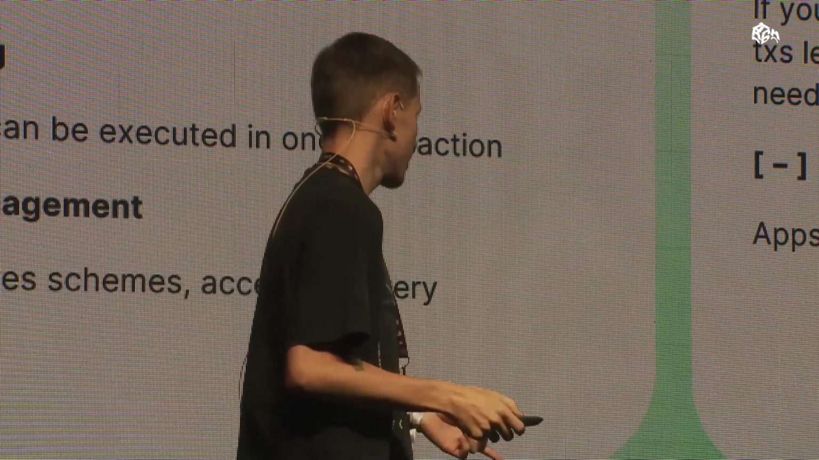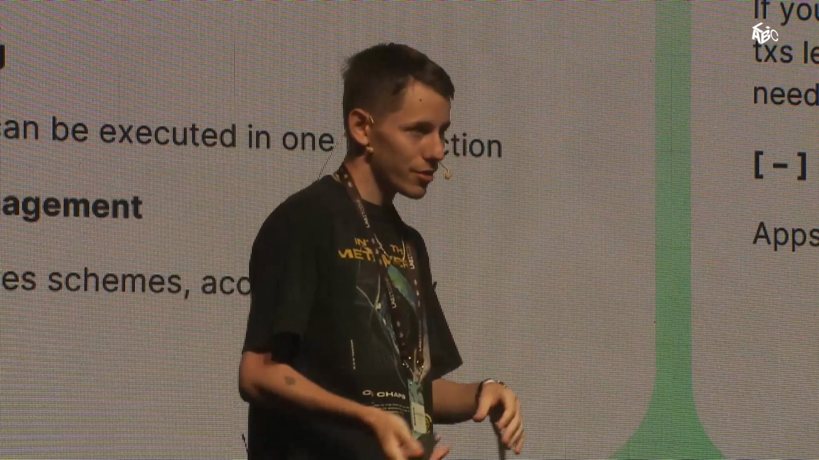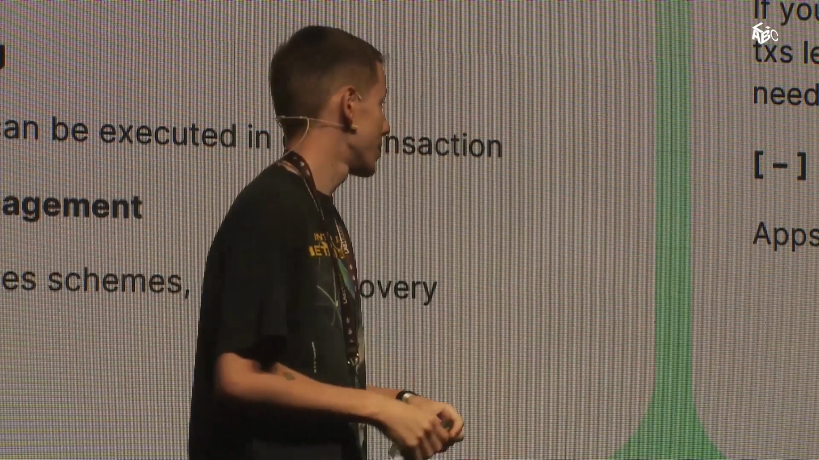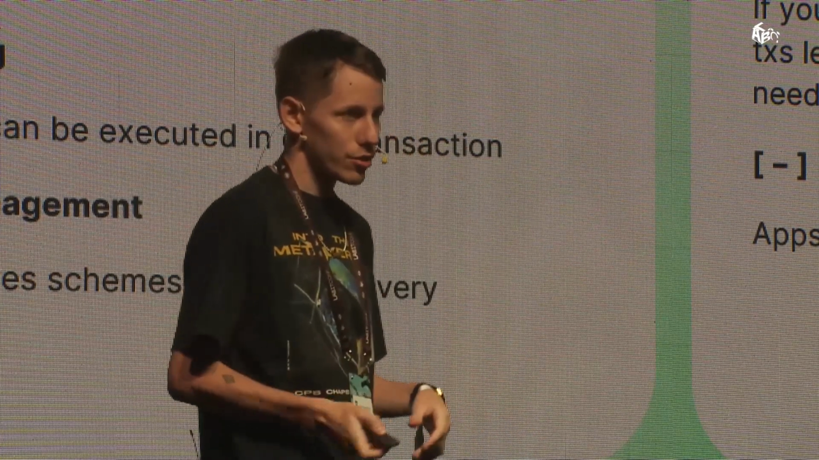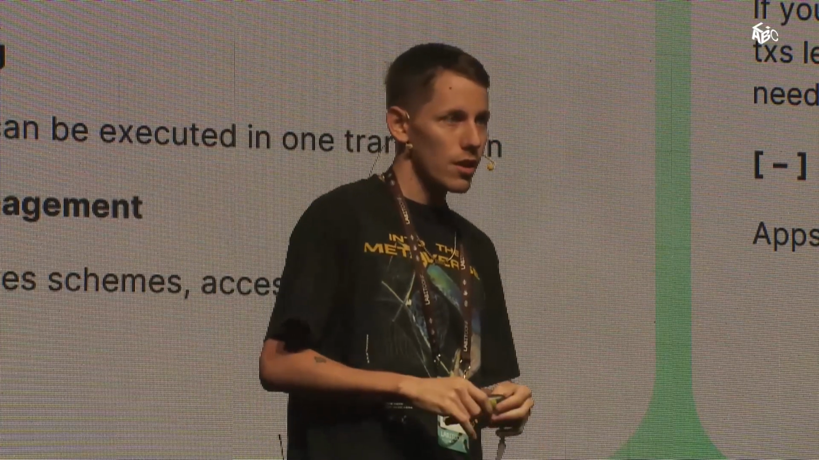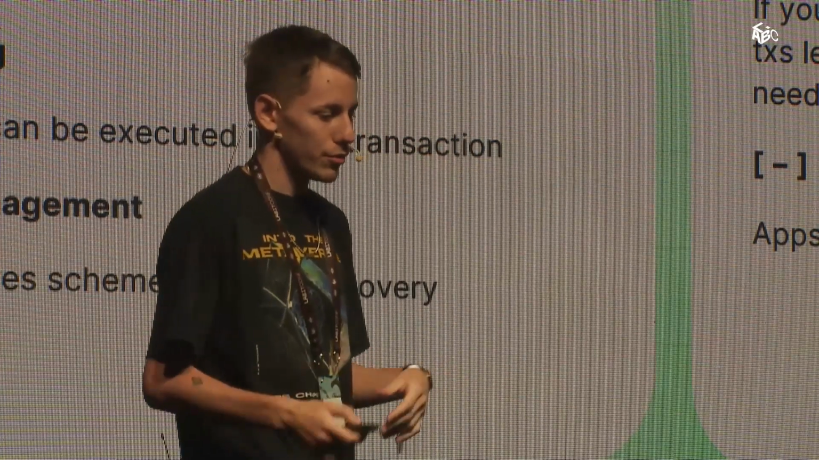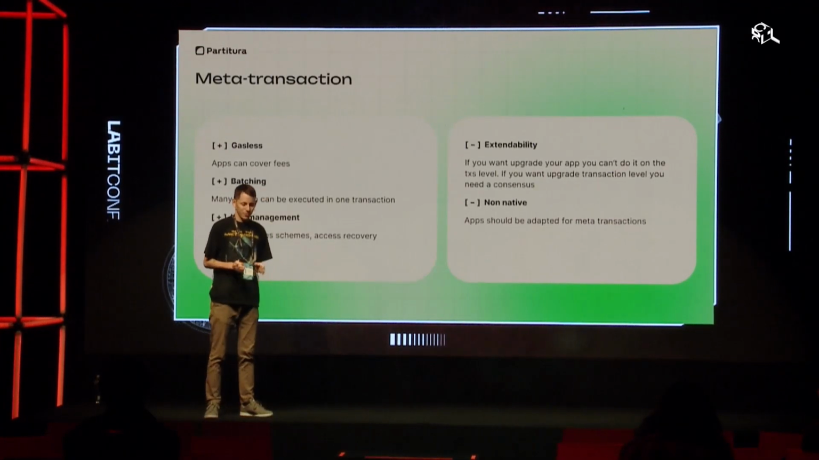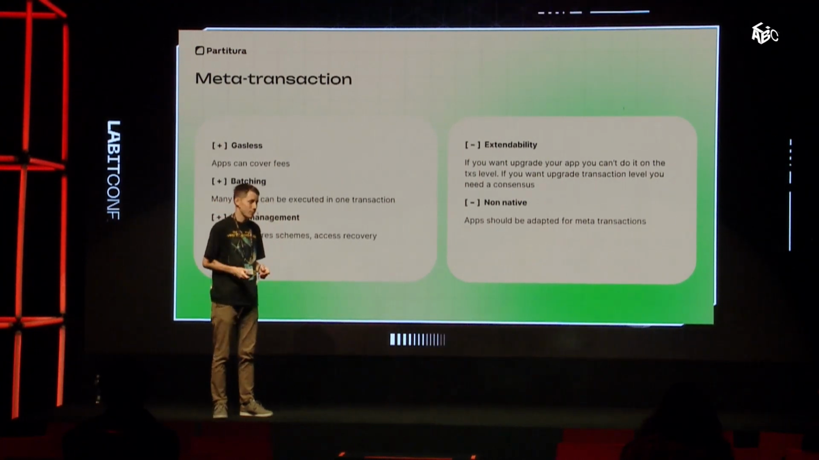As I said, extendability. If you want to upgrade your application, you can do it on the transaction level. And if you want to upgrade the transaction level, you need a consensus and to change the whole network. And yes, they are not native. Now, to execute a meta transaction, you need to adapt your application for it. For example, if you want to enable 4337, account abstraction or whatever, you need to adapt your application. And I think you won't be able to have two types of application at the same time. I mean, one for a regular transaction, one for account abstraction.